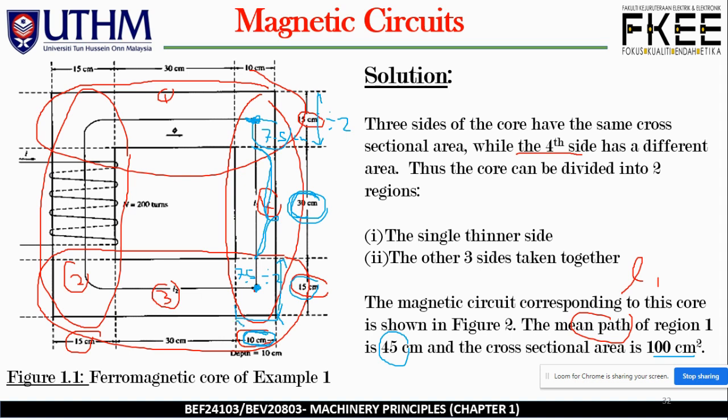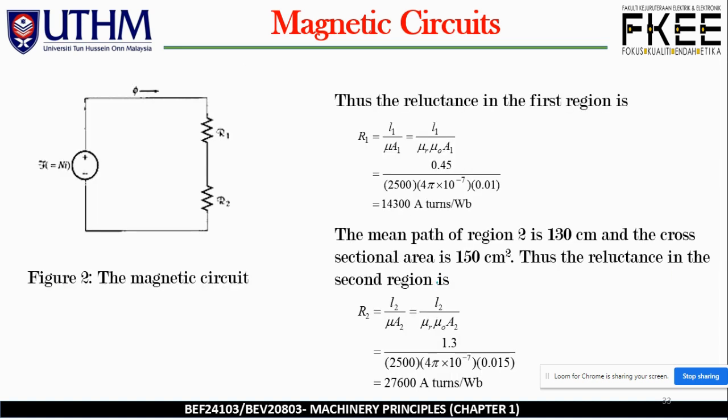Let's say I draw it in 3D. So we have the depth, and I try to color it, or mark it, something like this. The depth is 10 centimeter over here, as given. So the width is 10 and the depth is another 10 centimeter. Multiply both of them and you get 100 centimeter square. So we are done with L, the mean path length, as well as A for the smaller leg or smaller side. Thus the reluctance in the first region, R1.